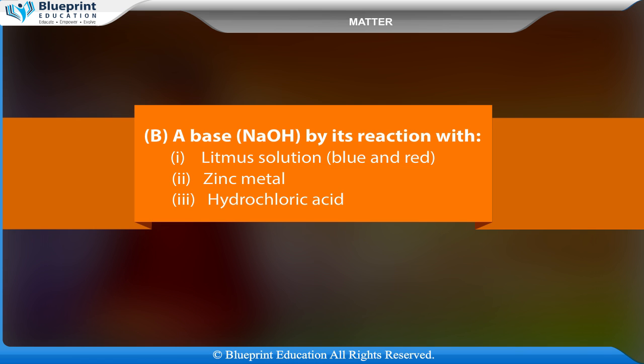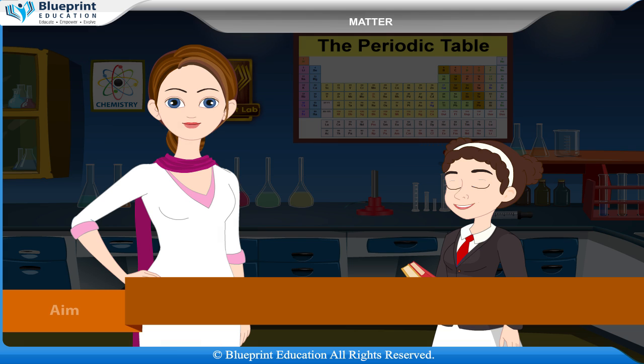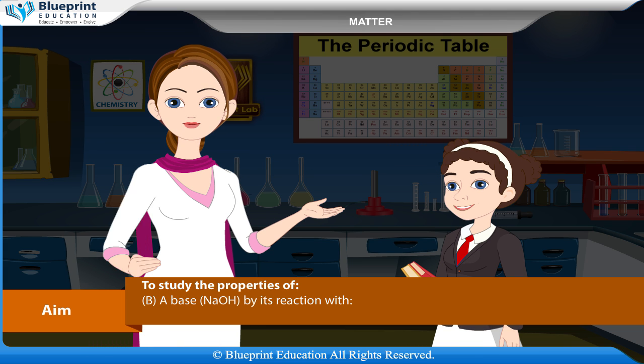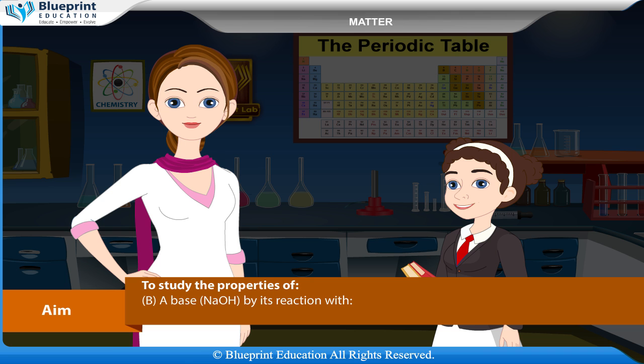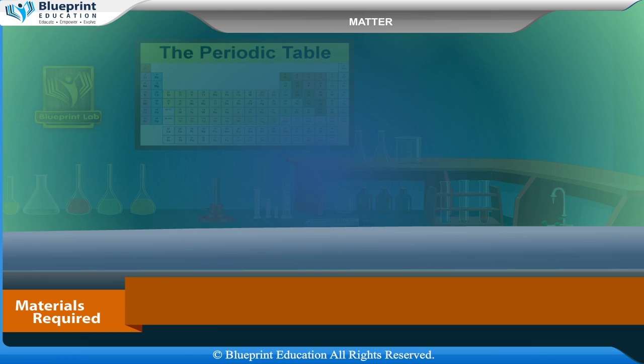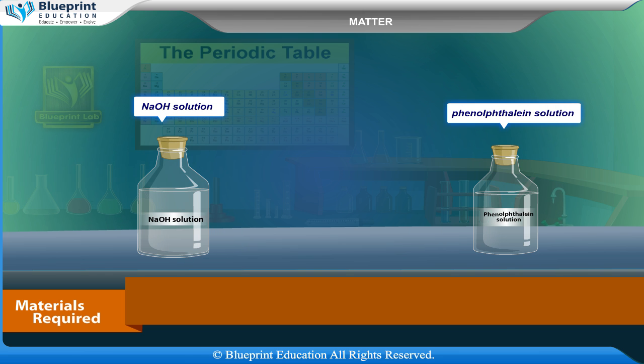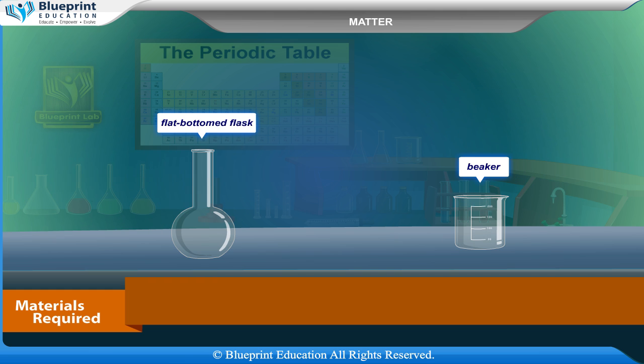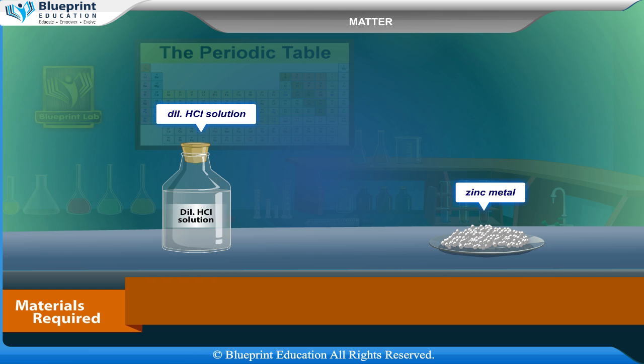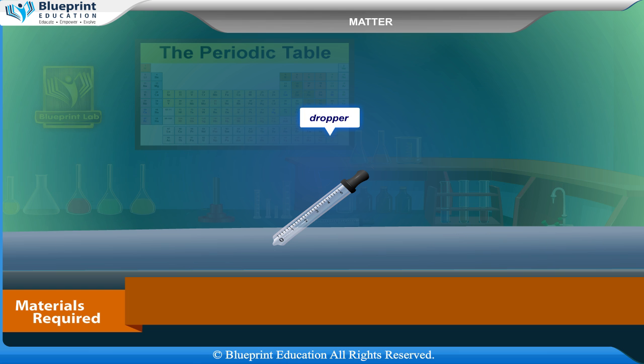B. A base NaOH, by its reaction with litmus solution blue and red, zinc metal, hydrochloric acid. Our aim is to study the properties of B, a base NaOH. The materials required are test tubes, litmus solution blue and red, dilute NaOH solution, phenolphthalein solution, flat-bottomed flask, beaker, dilute HCl solution, zinc metal and dropper.